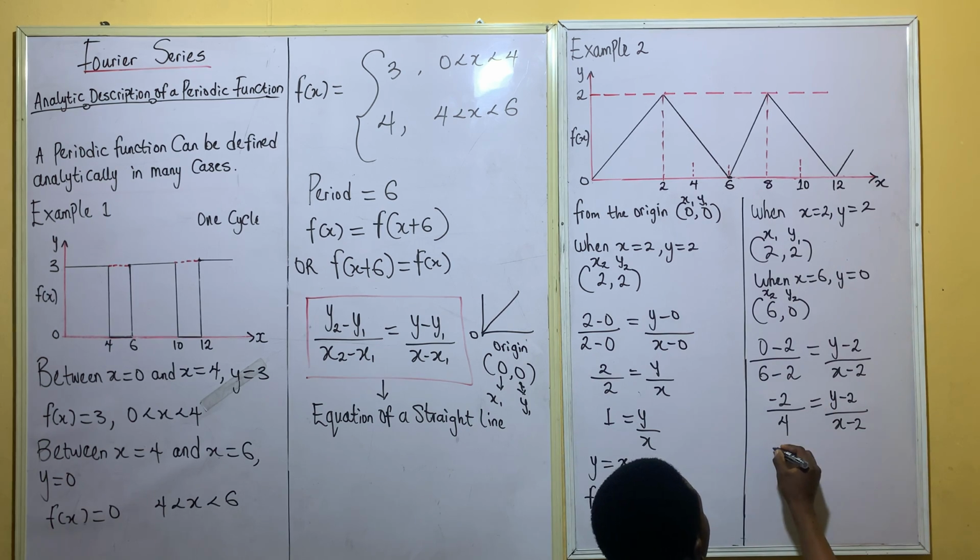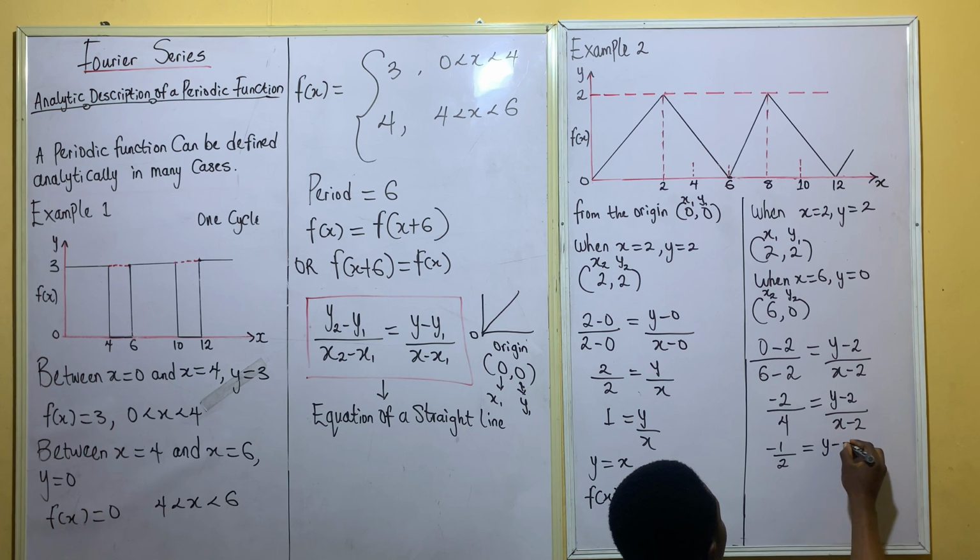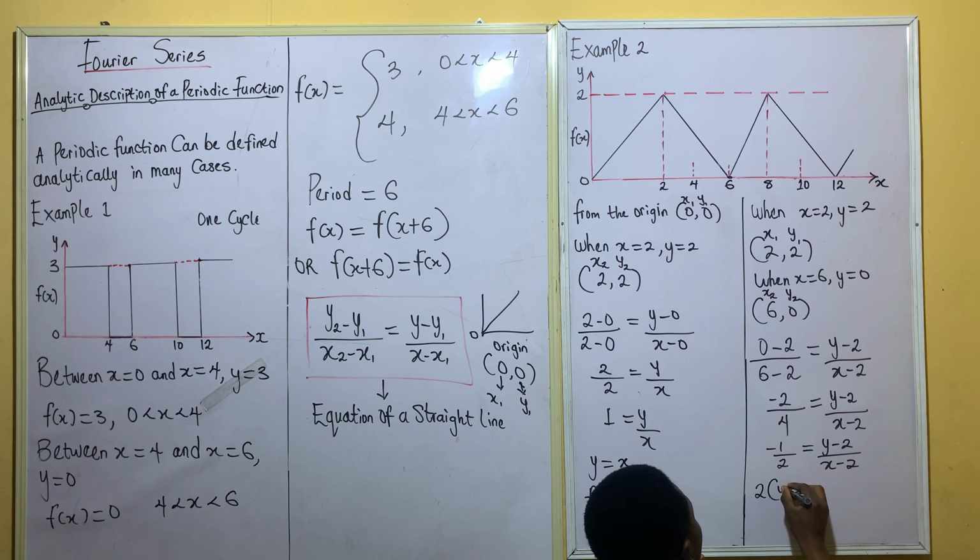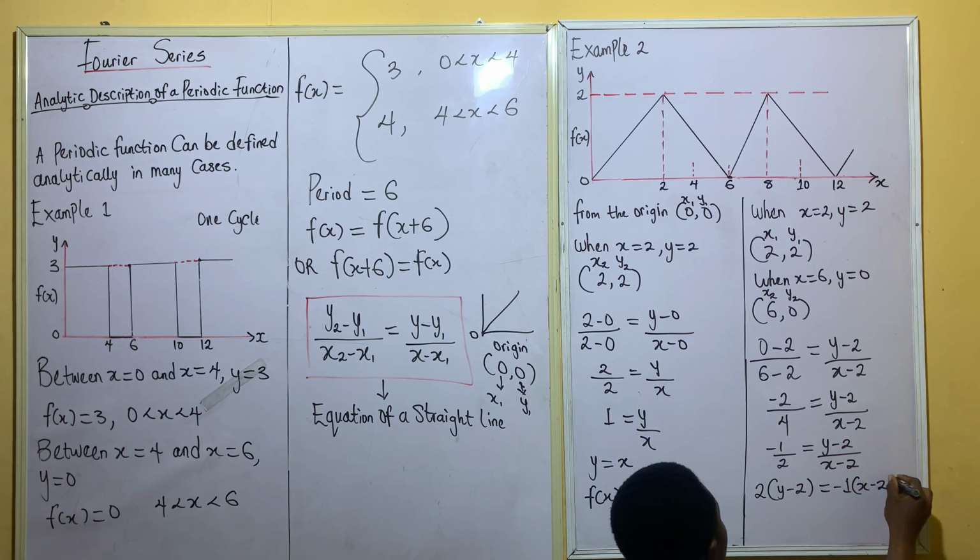Now, reduce this to lowest terms, it becomes minus 1 over 2 is equal to y minus 2 over x minus 2. All right. So now we're going to cross multiply. So it becomes 2 into bracket y minus 2 is equal to minus 1 into bracket x minus 2.